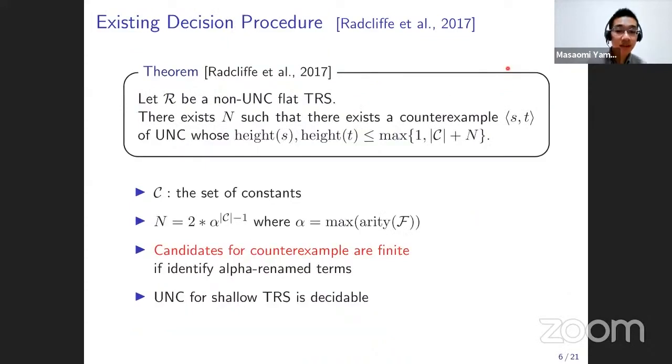Here, I explain the main theorem of Radcliffe's method. The theorem is this. Let R be a non-UNC flat TRS. Then there exists some N such that there exists a counterexample s, t whose heights are less than or equal to max(1, |C| + N). Here, C is the set of constants, and N = 2 * alpha^(|C|-1), and alpha is the maximum number of arguments among function symbols. And this theorem shows us that candidates for a counterexample are finite if we identify alpha-renamed terms. So UNC for shallow TRS is decidable.